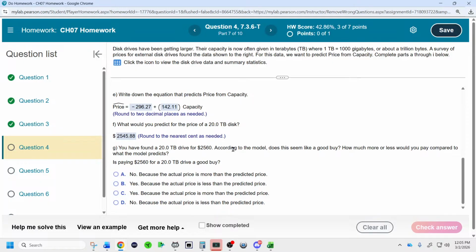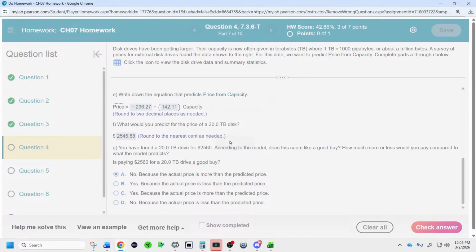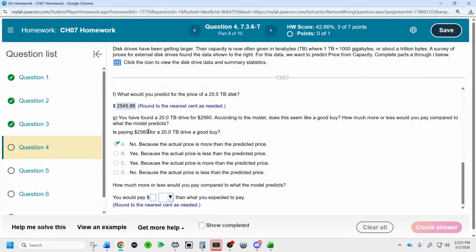You find the 20 terabyte hard drive for $2,560, which is more than predicted. Just take a look right there. That is more than predicted. This would not seem like a good buy because the actual price is more than the predicted price. No, because the actual price is more than predicted. How much more or less is it?